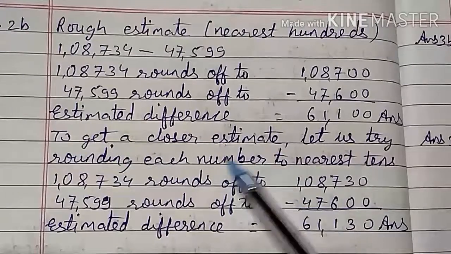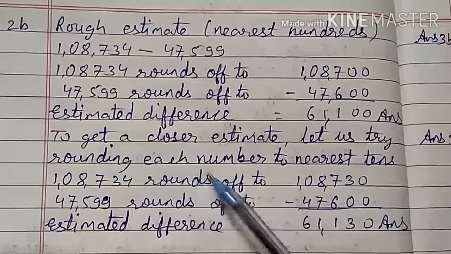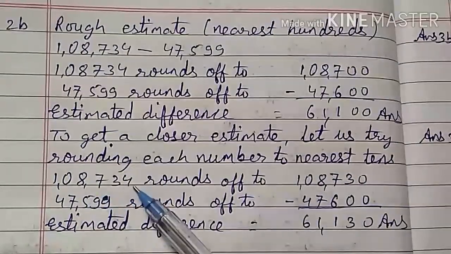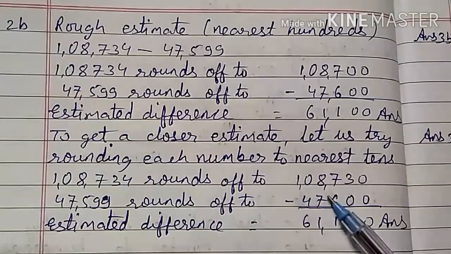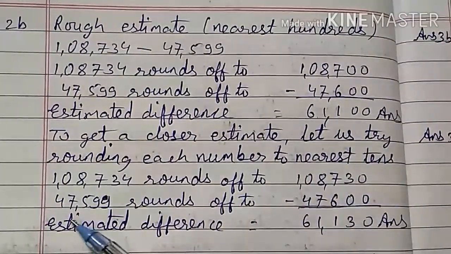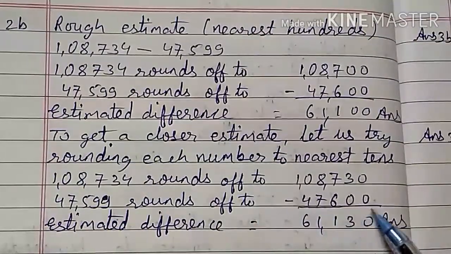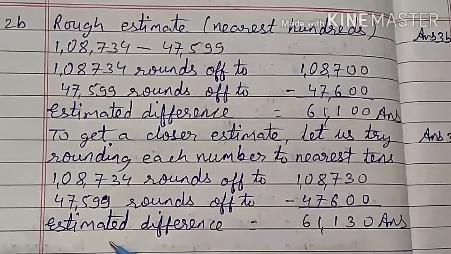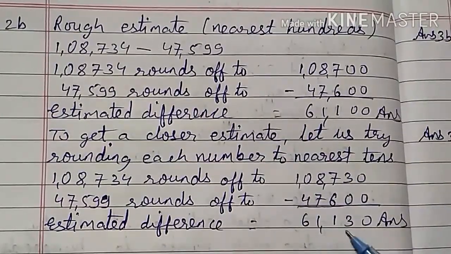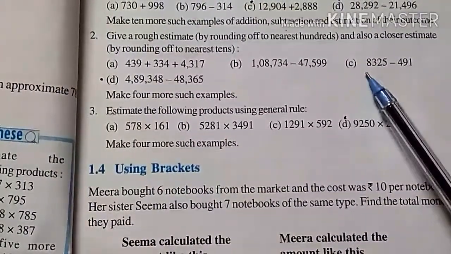Again, to get a closer estimate, let us try rounding each number to nearest tens. 1,08,734 rounds off to 1,08,730 and 47,599 rounds off to 47,600. So our estimated difference, subtracting these numbers, will be 61,130.